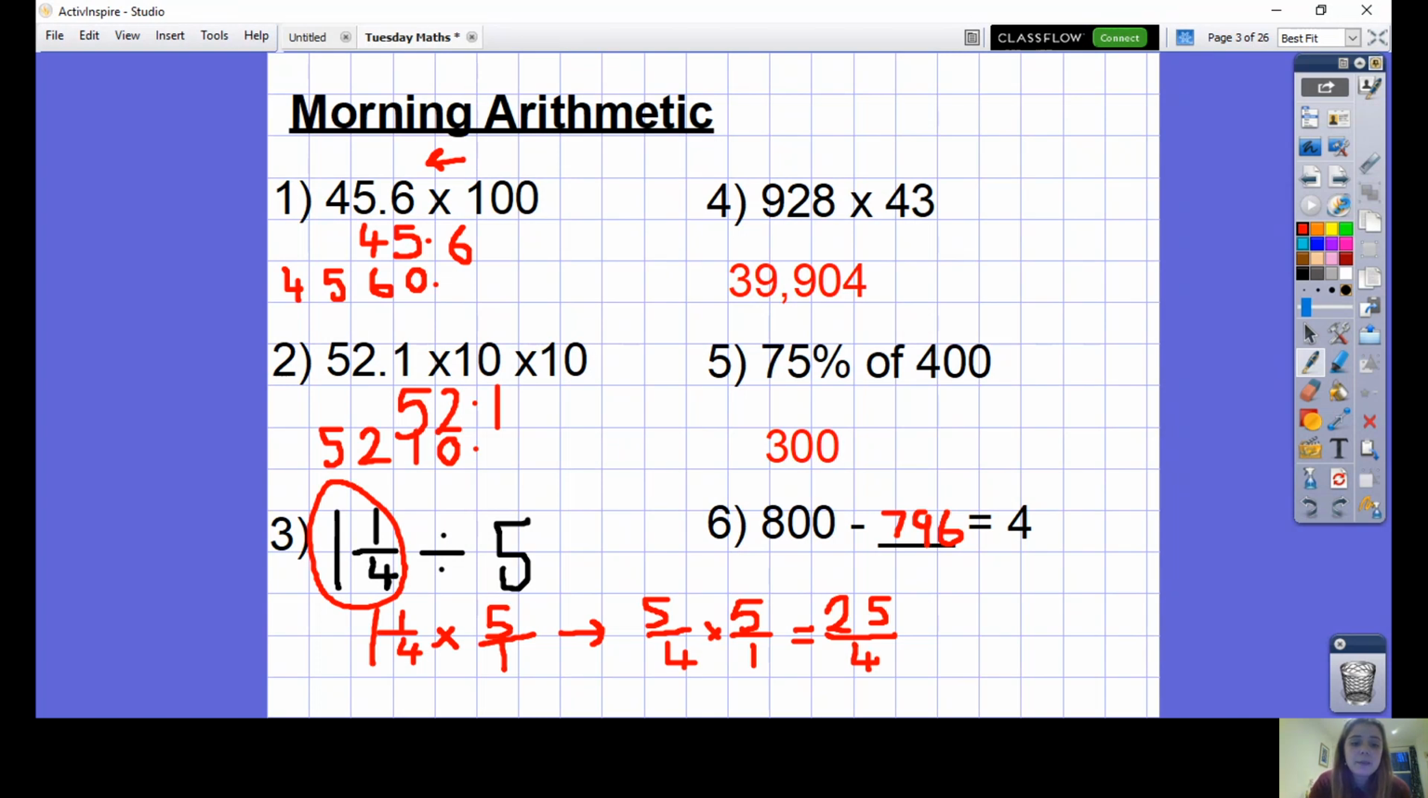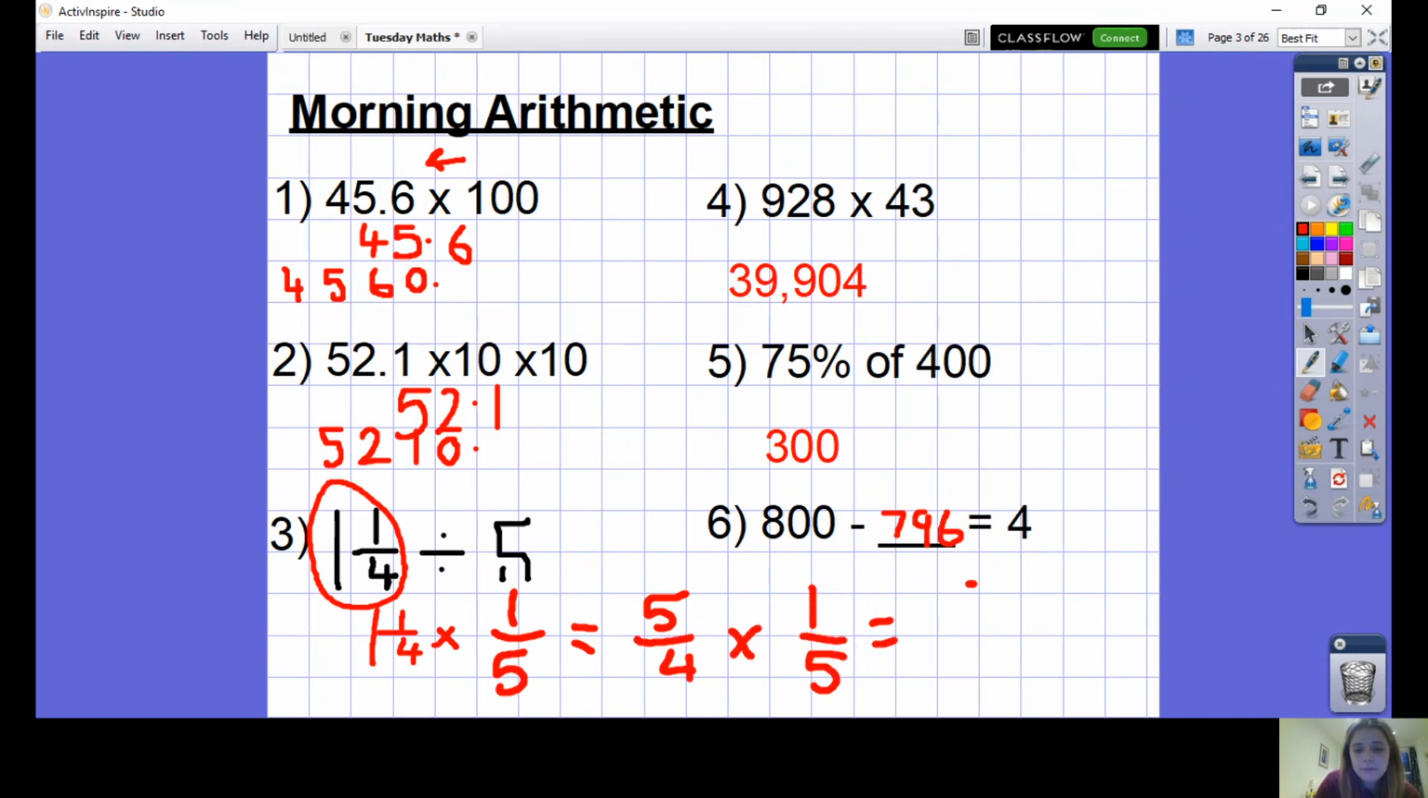1 1/4 divided by 5. I'm going to do KFC, so I'm going to keep 1 1/4. I'm going to flip 5 over 1. I can see, this is why I talk through it, because sometimes I make silly mistakes. 5 over 1 is going to turn into 1 over 5. Okay, and now I'm going to convert 1 1/4 into 5 quarters, times it by 1/5, which would give me 5 over 20. Okay, that could also be simplified to 1/4 if you wanted to.